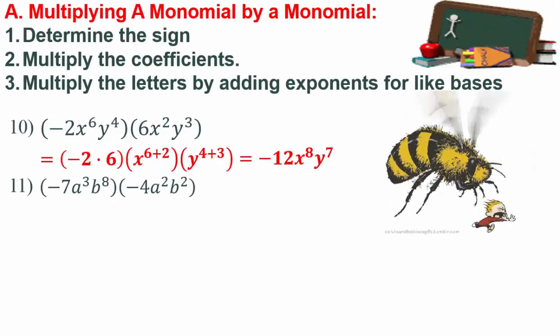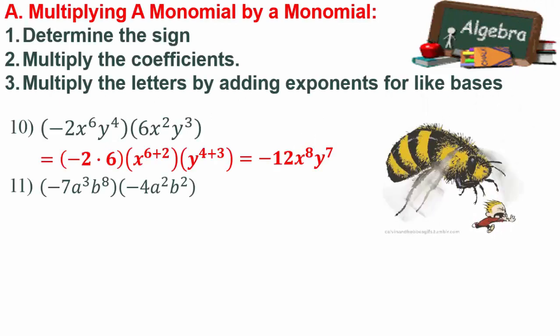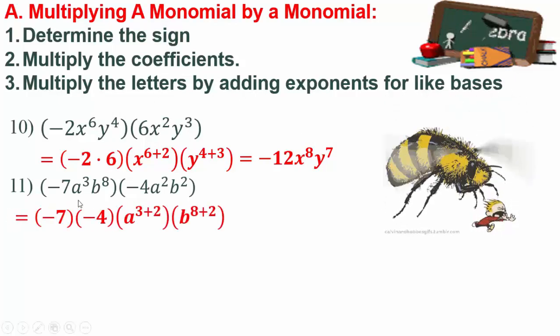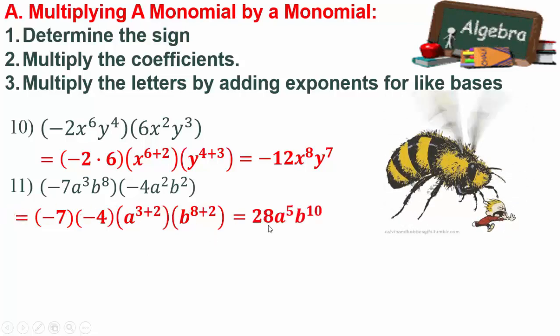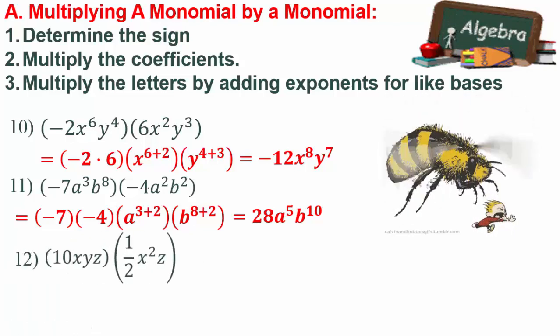In reviewing what we just did on the whiteboard in number 11, here we have our coefficients. And remember that a negative times a negative is equal to positive. Here I have my a's, so I added up my exponents, and my b's, and I added up my exponents. So I got positive 28, and of course 3 plus 2 is 5, and 8 plus 2 is 10 for the b's power. In number 12, well, here we have a fraction, and yes, fractions do happen.